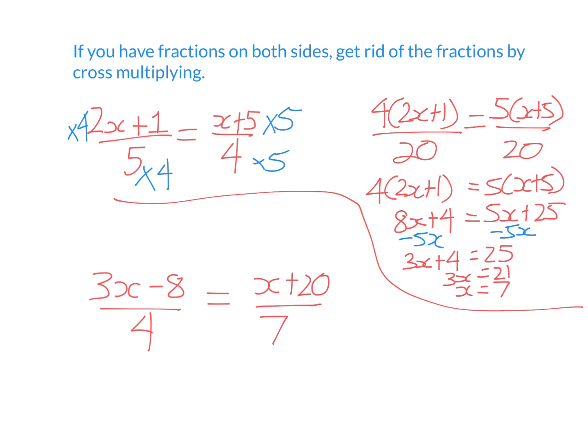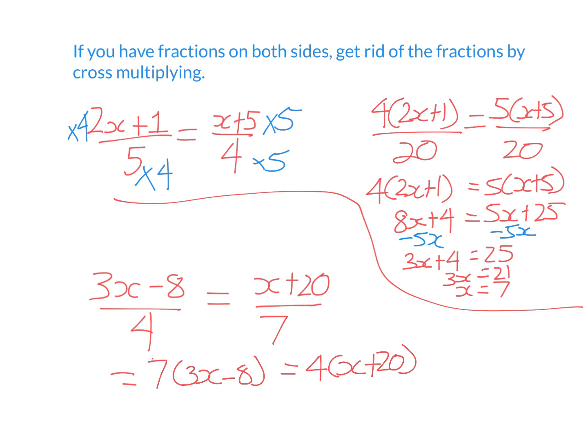So what you can see is I could kind of skip this step here. All I needed to do was multiply this by the denominator of the other fraction, and this by the denominator of the other fraction. That's what I mean by cross multiplying. So to solve this equation here, I'm going to multiply the numerator of this fraction by the denominator of that one. So I'm going to get 7 lots of 3x minus 8 is equal to 4 lots of x plus 20.